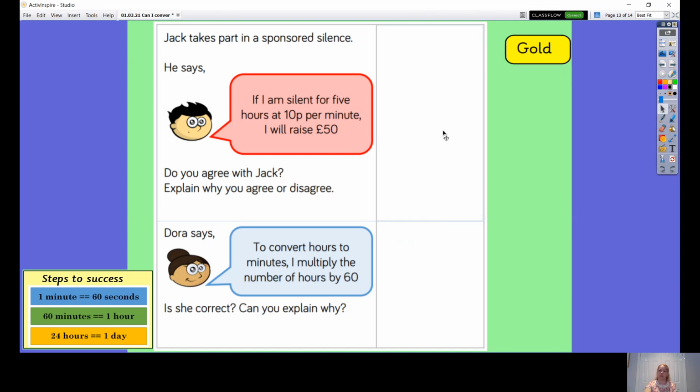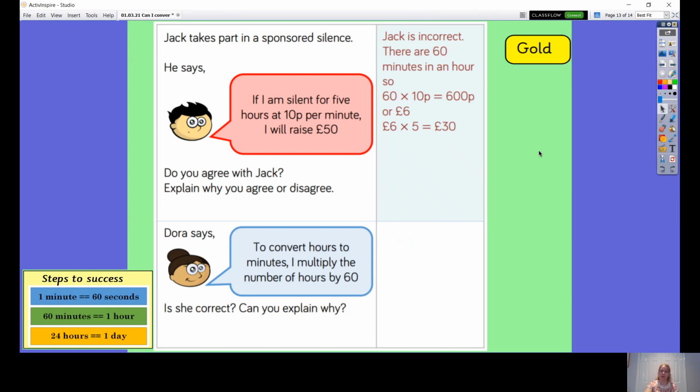Okay, and I will reveal the answers. So Jack is incorrect. There are 60 minutes in an hour, so 60 times 10p equals 600p, which is the same as £6. So £6 times 5 equals £30, not 50. Okay, so he was not correct.